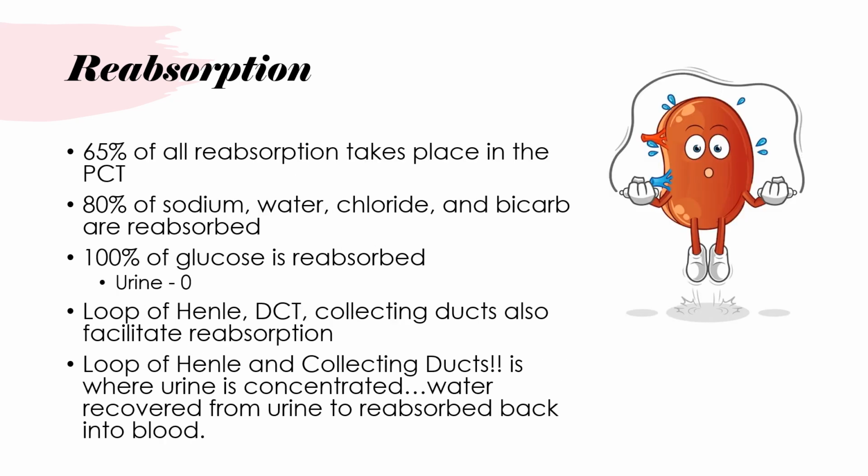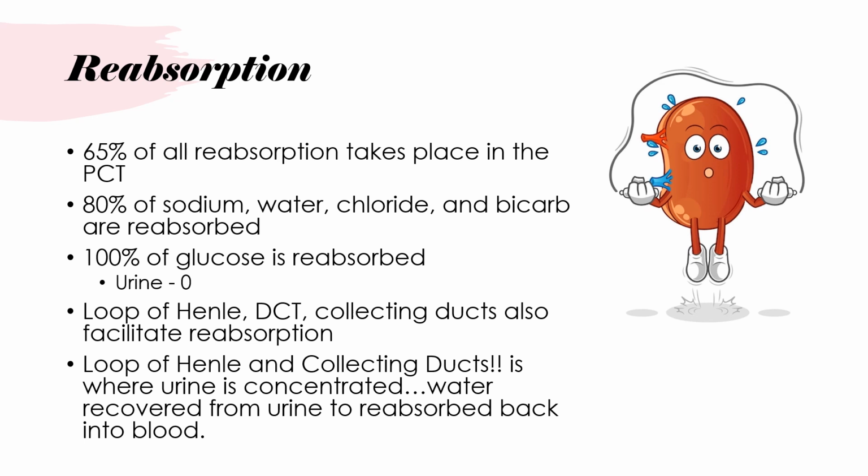Did you know that 65% of all reabsorption takes place in the proximal convoluted tubule? And that 80% of sodium, water, chloride, bicarb are going to be reabsorbed. That's a high percentage. Did you know that 100% of glucose is reabsorbed? And that's very important because where else would it go? Our urine. And is glucose supposed to be in our urine? Absolutely not.